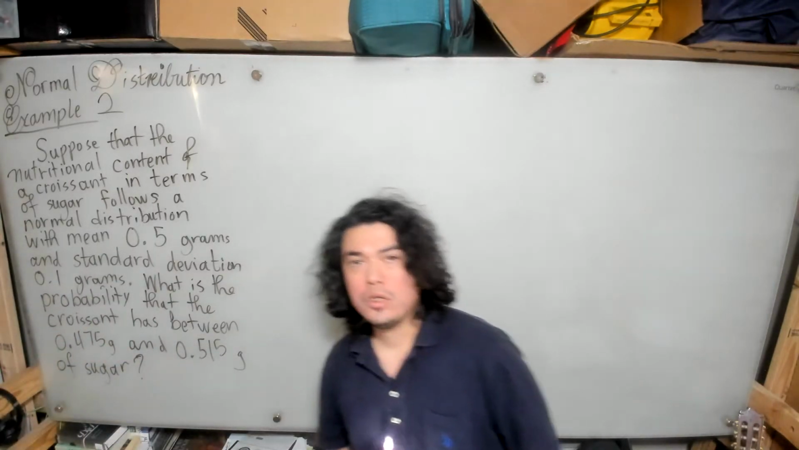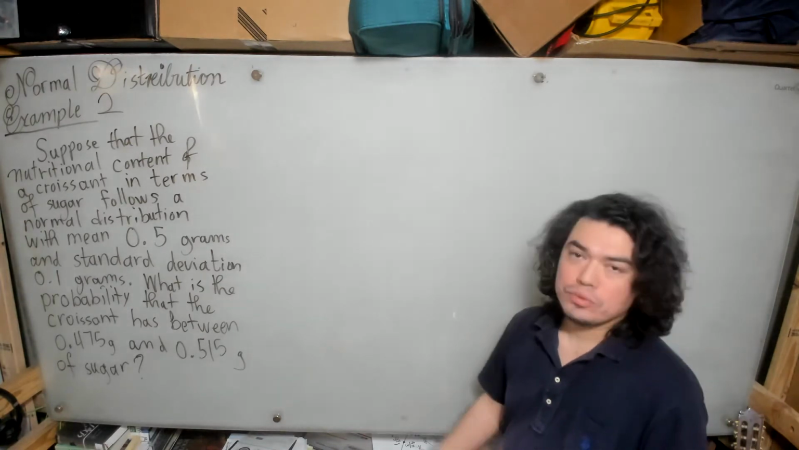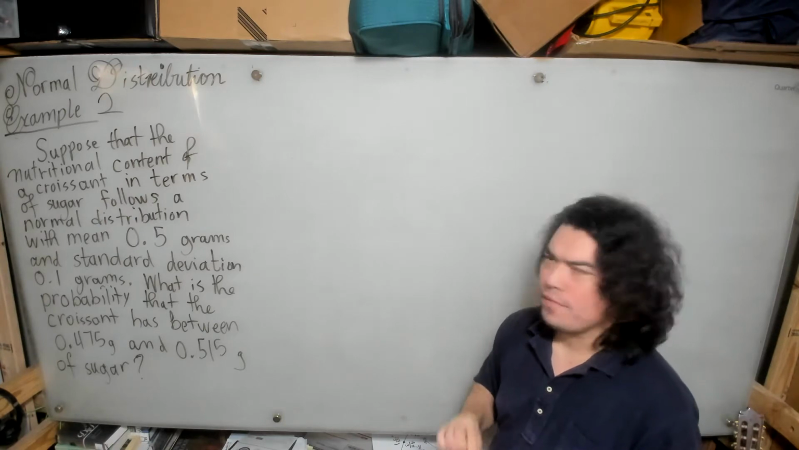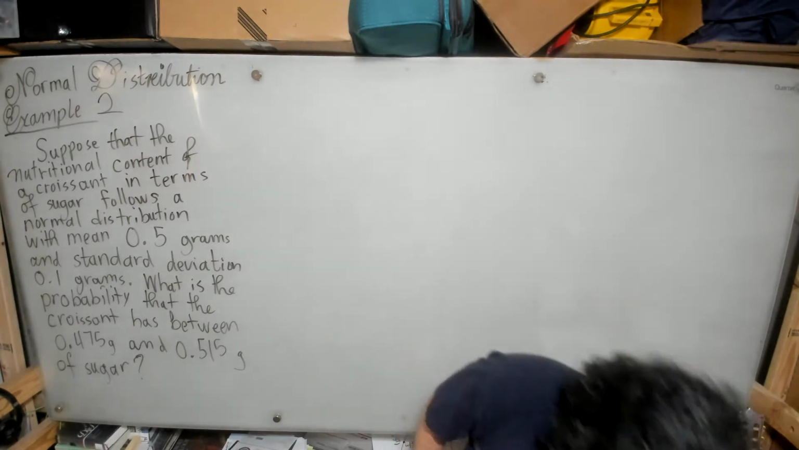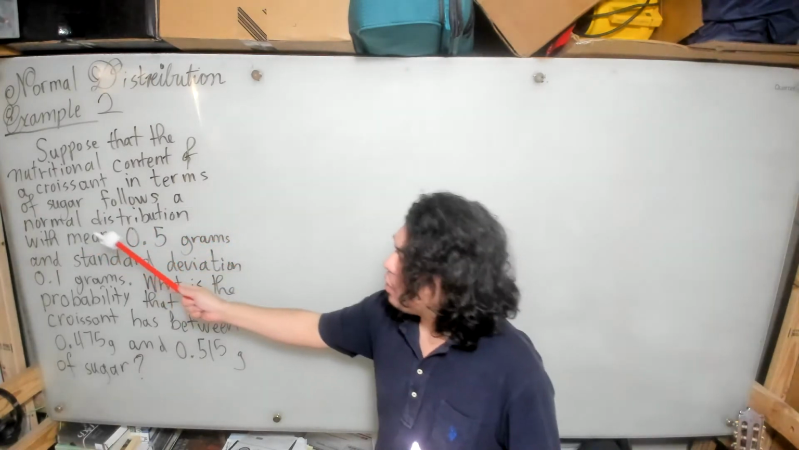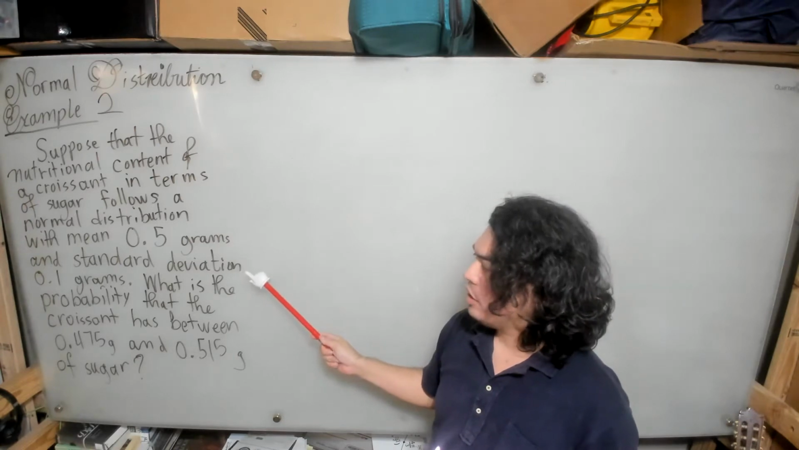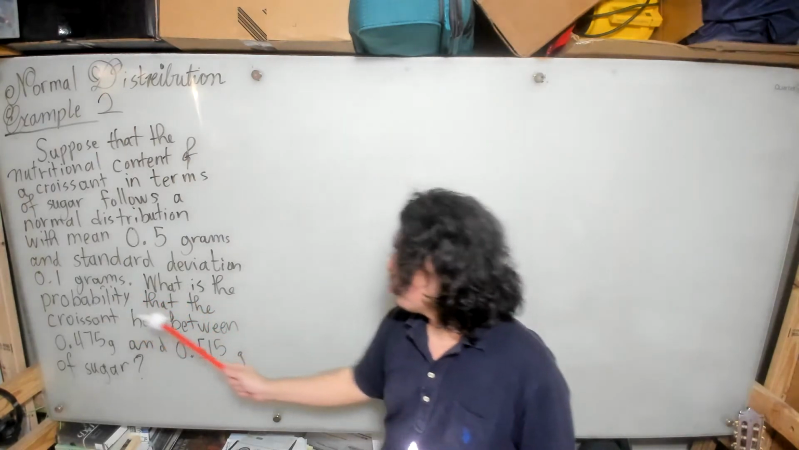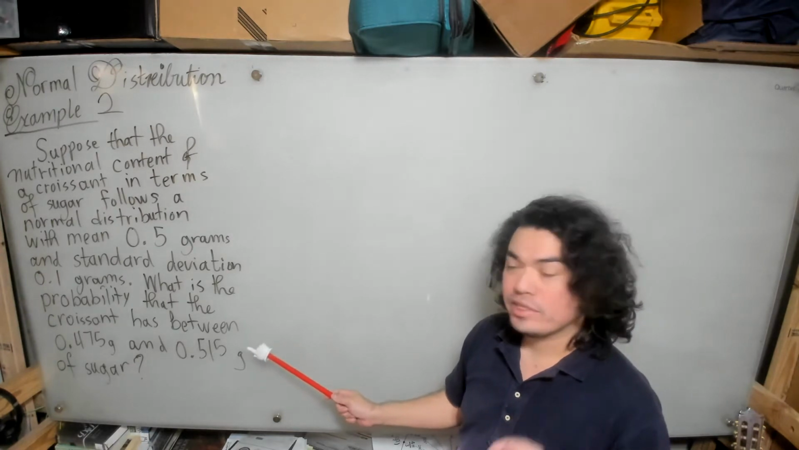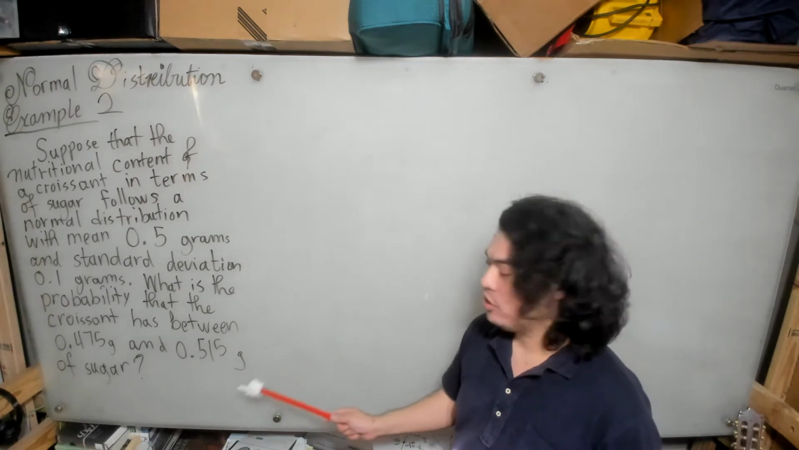Hello. So now we're going to do this problem. Normal distribution example 2. Suppose that the nutritional content of a croissant in terms of sugar follows a normal distribution with mean 0.5 grams and standard deviation 0.1 grams. What is the probability that the croissant has between 0.475 grams and 0.515 grams of sugar?